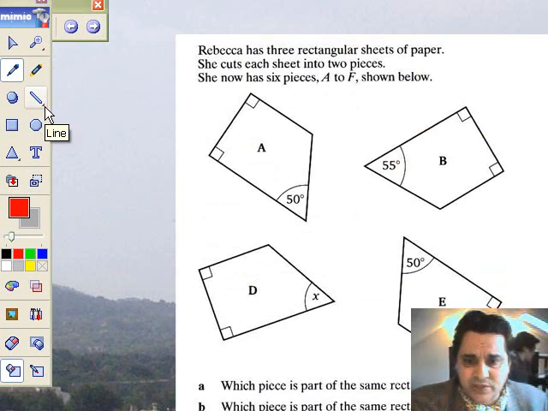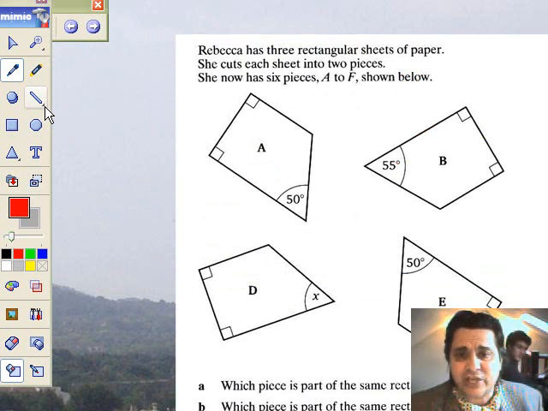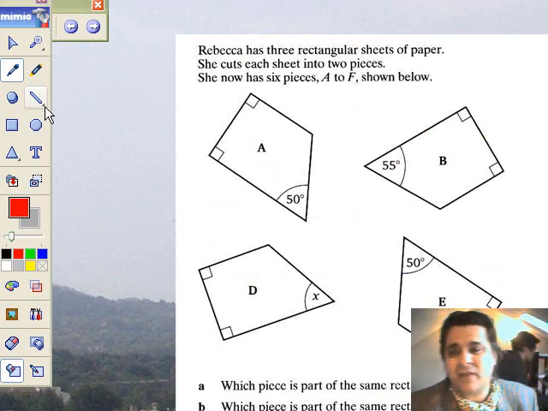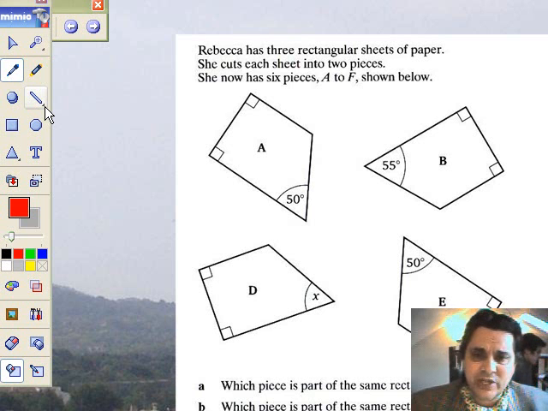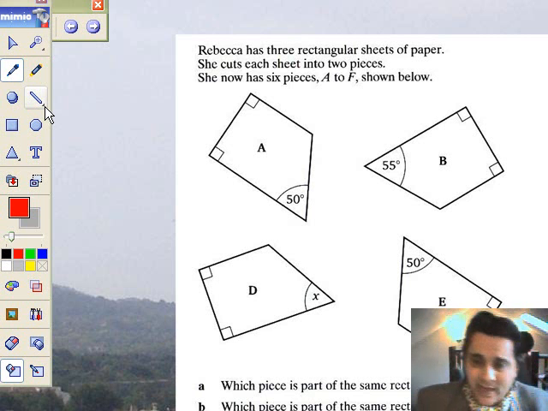And here's the last question. I rather like this one, it's very creative. Rebecca has 3 rectangular sheets of paper, bless her. She cuts each sheet into 2 pieces. So now I've got 3 bits of paper, 6 little halves, that's the story. She has 6 pieces, A to F as shown below. Which piece is part of the same rectangle as A?